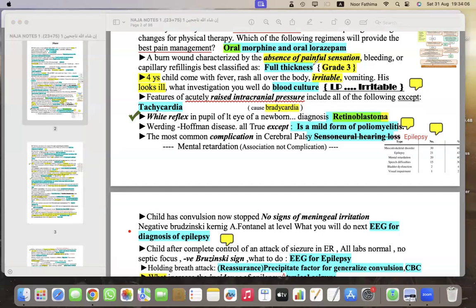A burn wound characterized by absence of painful sensation, bleeding or capillary refill, then it will be full thickness burn, that is grade 3 burn.